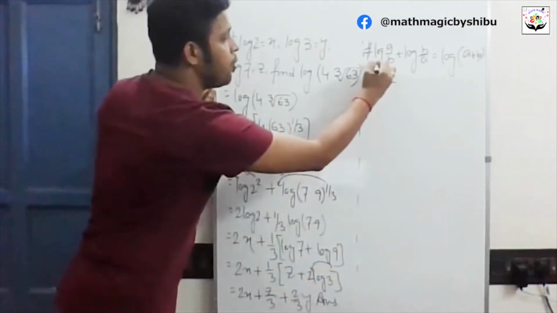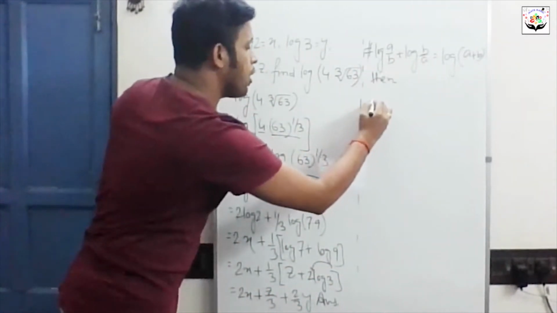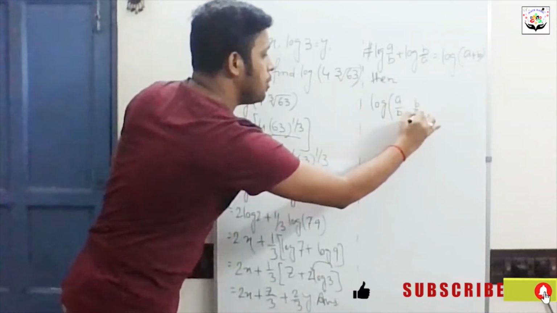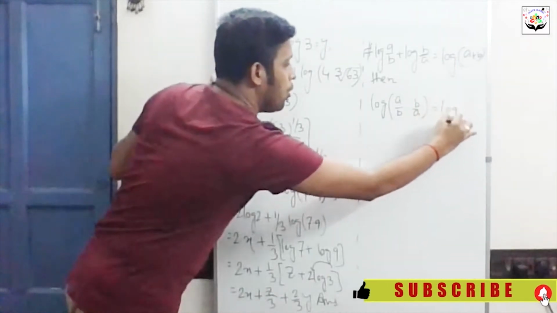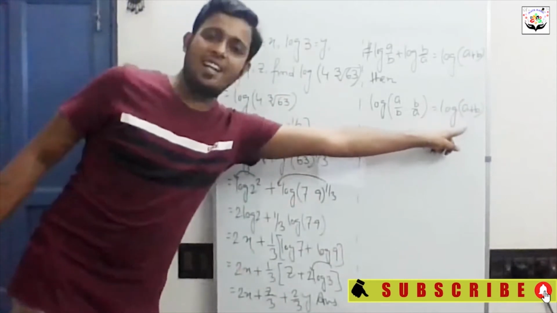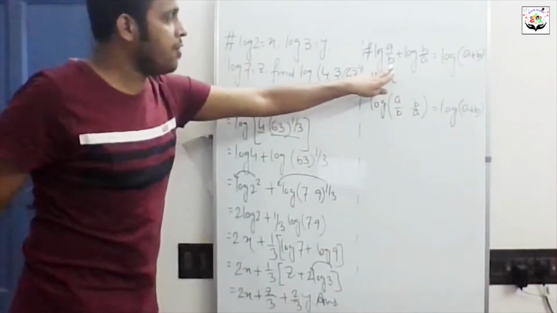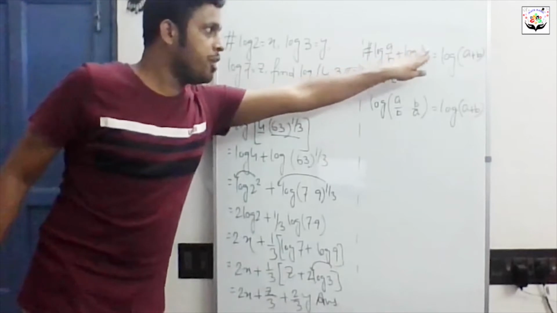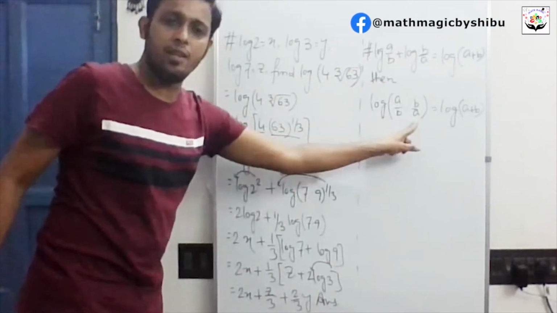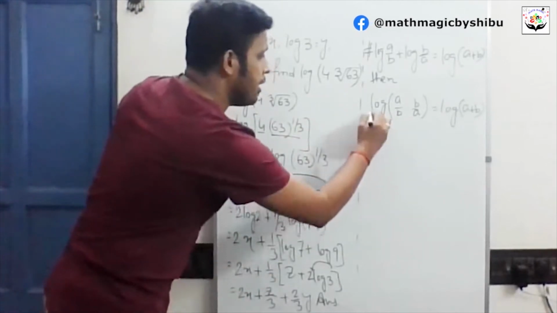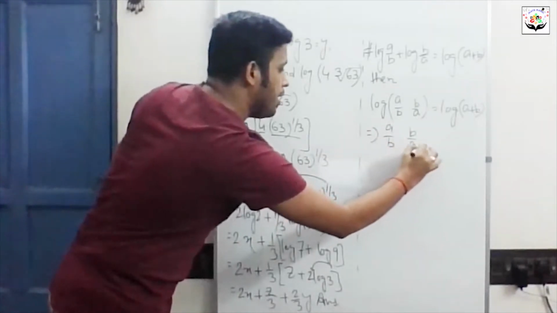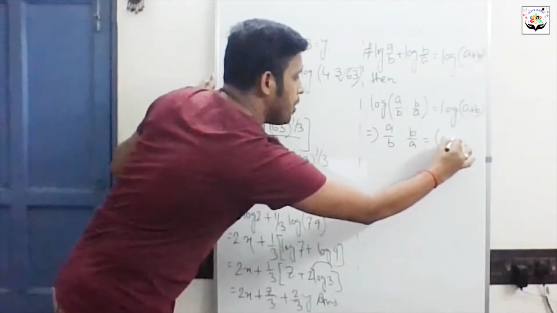solving the problem. So we know log x plus log y equals log x into y. So we can easily write log a by b into b by a equals log of a plus b. We are not making any changes on the right hand side. If we consider a by b as x, and b by a as y, then log x plus log y can be written as log x into y. Now on both sides we have log, so I can easily write a by b into b by a equals a plus b.